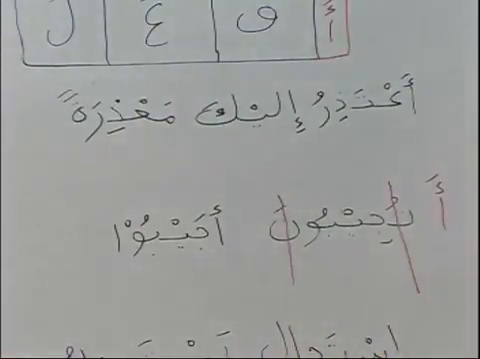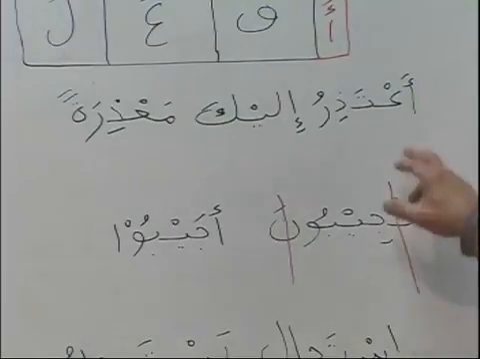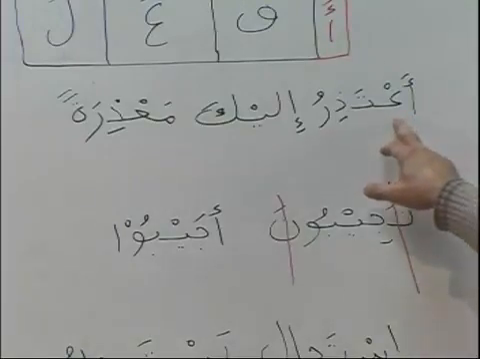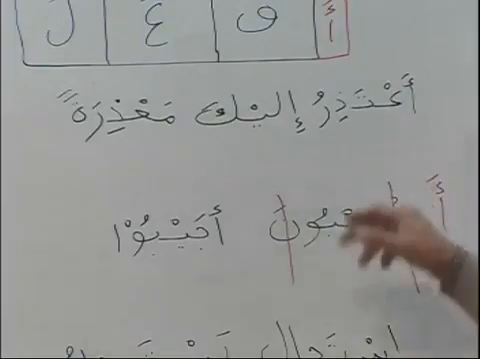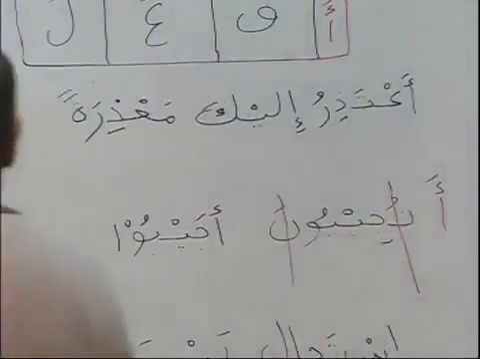What is it, brothers and sisters? Ma'ziratan is the master. Are you with me, brothers and sisters? What is ma'zira? Is the master. But it is not, this is form 8. What form is this? This is form 8.